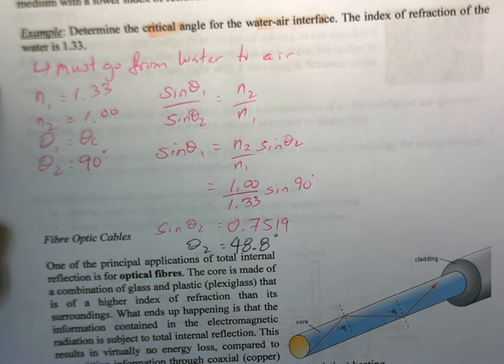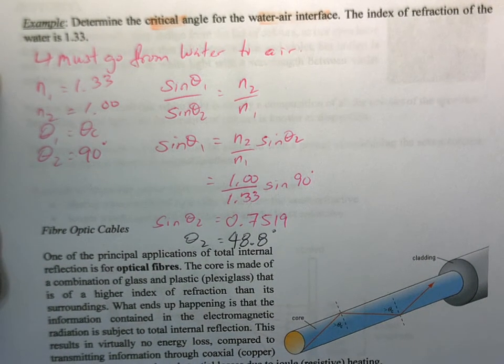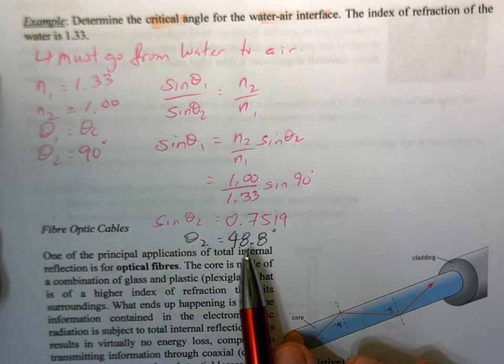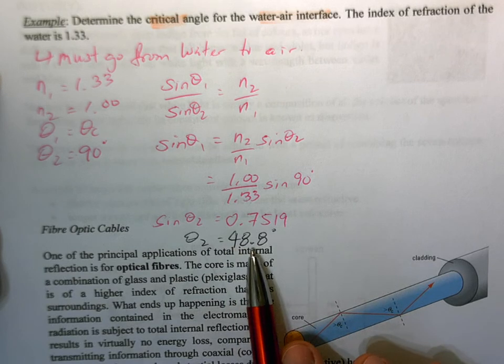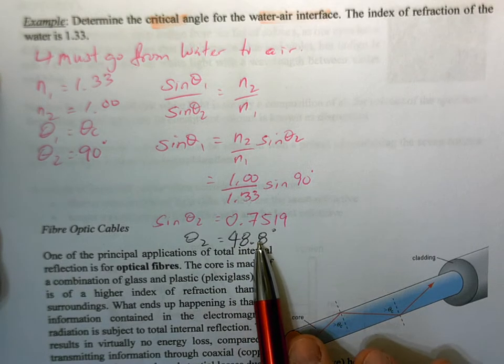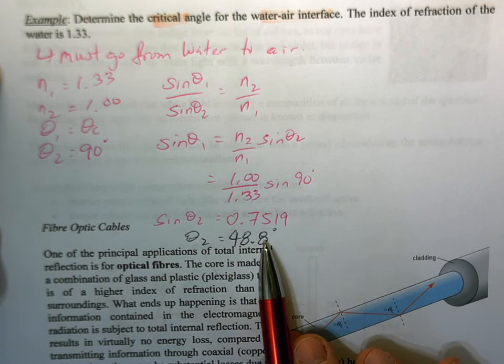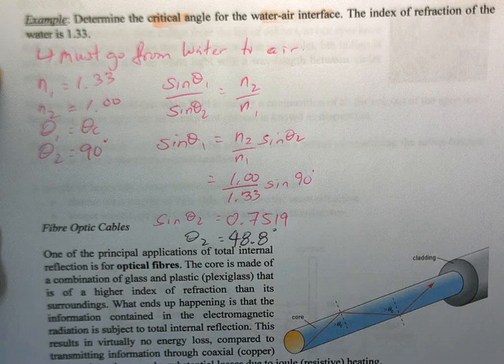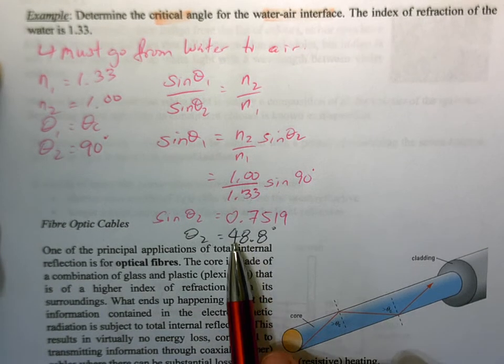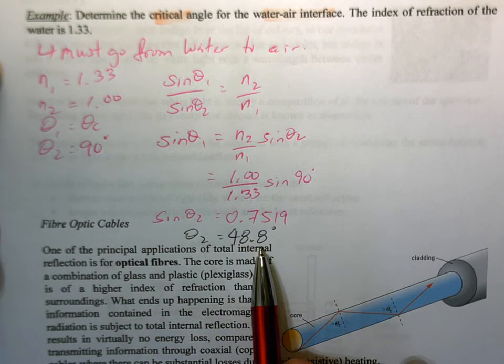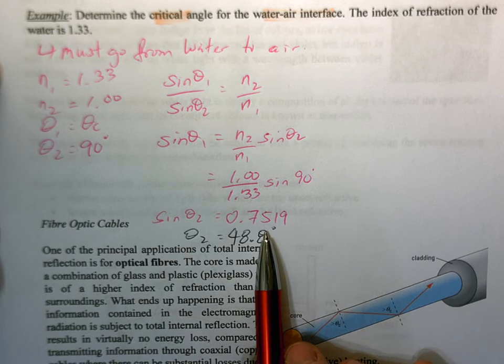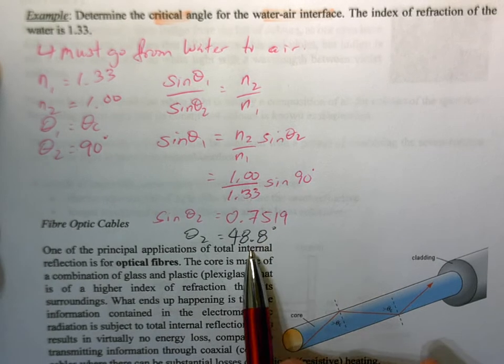Now let's put this number into context for a minute. Basically what this is saying is that when the angle is up to 48.8 degrees, we will still have refraction. At 48.8 degrees, we are going to have that refracted ray skim along the boundary. Once we exceed 48.8 degrees, there will be no refraction anymore. It'll just be complete total internal reflection.